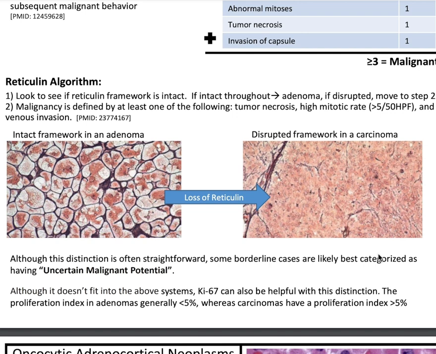Reticulin algorithm: we look to see if the reticulin framework is intact. If it's intact throughout, it's an adenoma. If disrupted, then you want to move to step 2. Step 2 being malignancy is defined by at least one of the following: tumor necrosis, high mitotic rate, greater than 5 per 50 high power field, and venous invasion. And here we can see this reticulin staining, and it shows intact framework in this adrenal adenoma, whereas in this carcinoma, you have a disrupted reticulin framework.